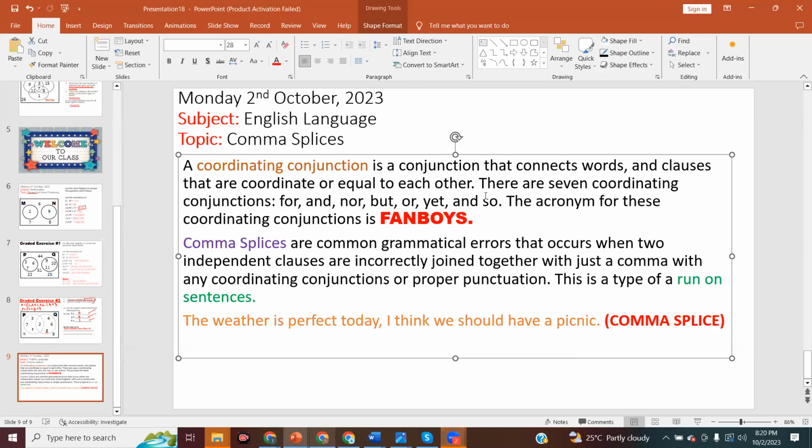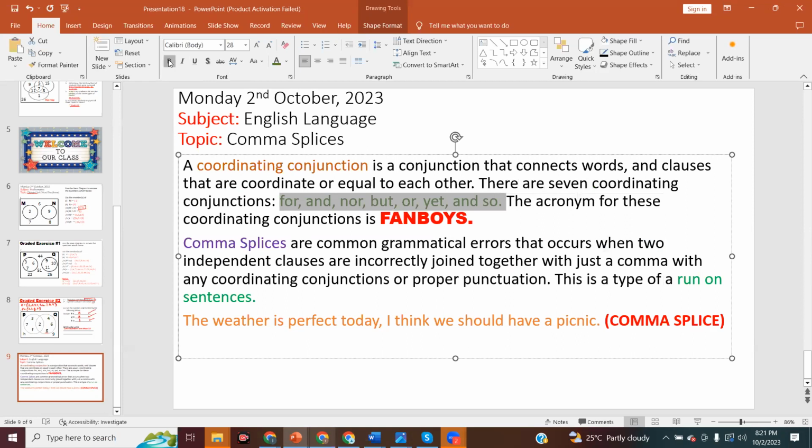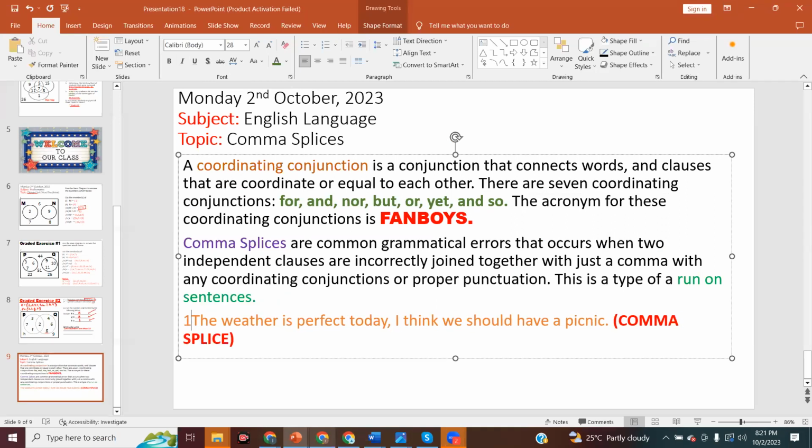You need a coordinating conjunction. Why do you think we learn FANBOYS? For, and, but, yet, so, all of them. Why do you think we learn them? You think we just learn them for learning's sake because we don't have anything to do? You learn them so you could use them. And this sentence does not have a single coordinating conjunction, and you all in this class tell me that it's perfect. That's the problem. So it's a comma splice, so it's wrong.